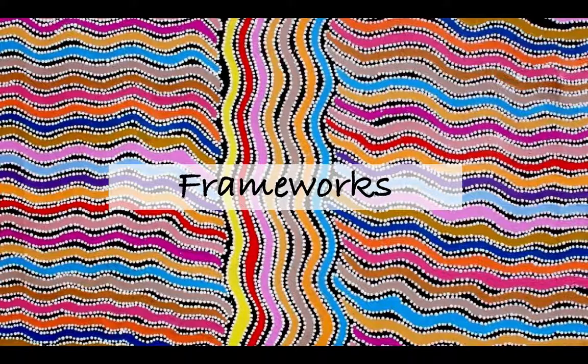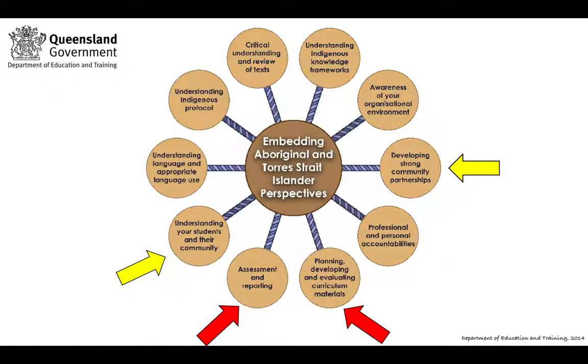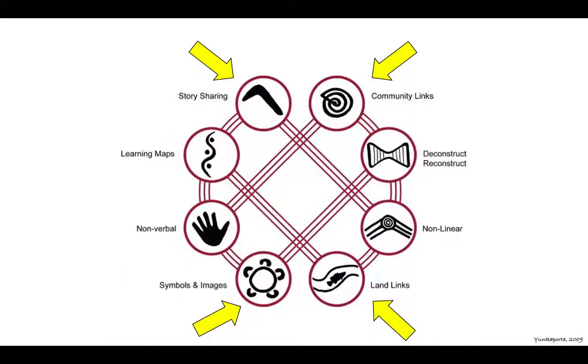Firstly, the ED4461 framework was constructed to ensure the needs of Indigenous students are met by outlining 10 ways that educators should be incorporating perspectives into their teaching and learning. The red arrows indicate strategies that I used to plan my lesson, whereas the yellow arrows show the strategies used within the lesson. Secondly, the 8 Ways framework developed by Tyson Yunkaporta outlines 8 different ways that teachers can embed Indigenous ways of knowing and doing into their teaching.